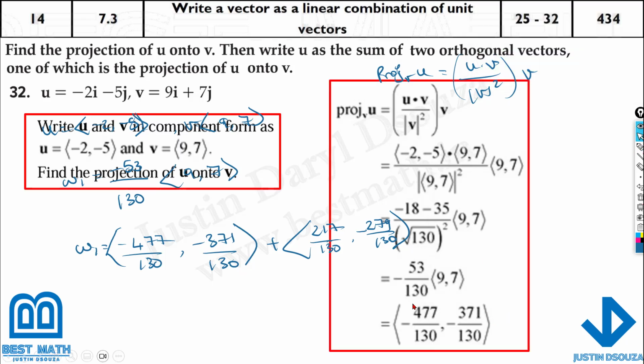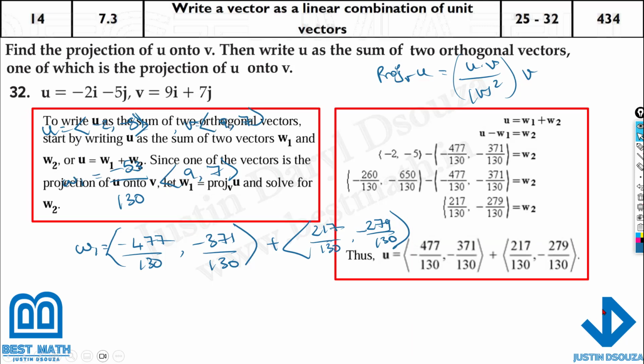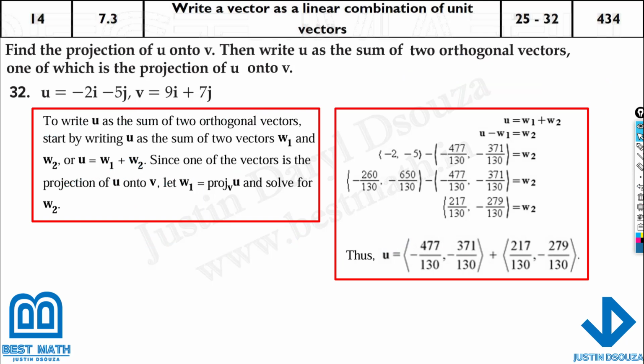Here you can see these are the correct answers what we got, the projection, and these are the final answers as sum of the 2 orthogonal vectors. Using the calculator, it makes all the calculations so easy. You can stick to the calculator method for the electronic part.